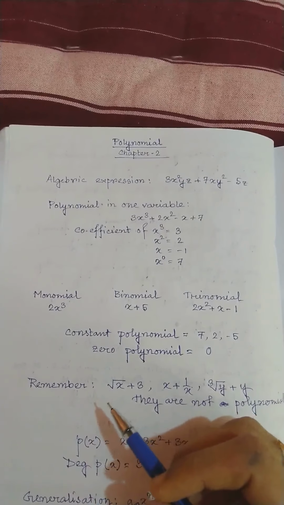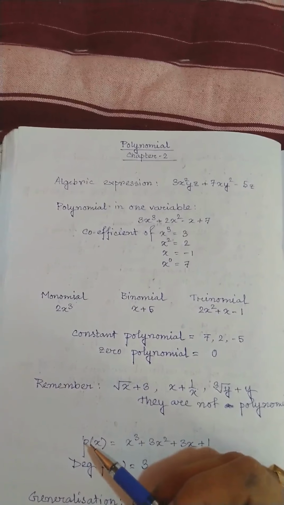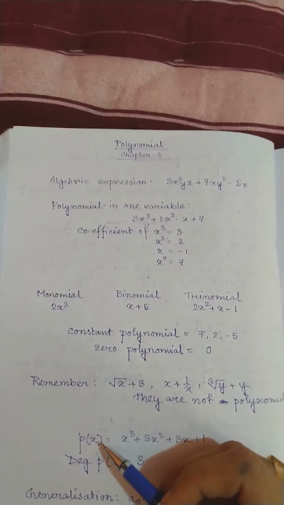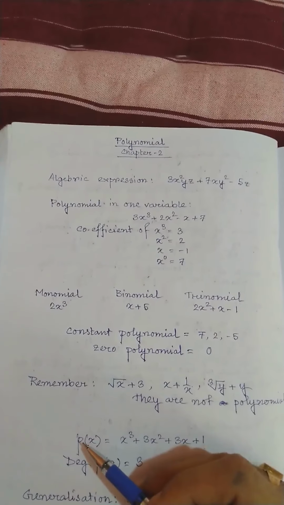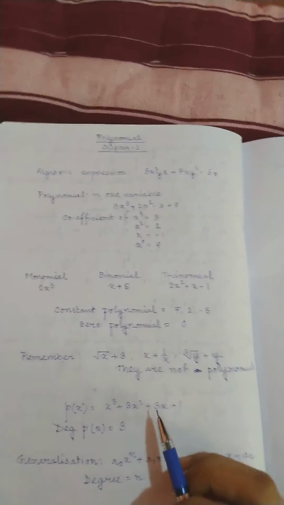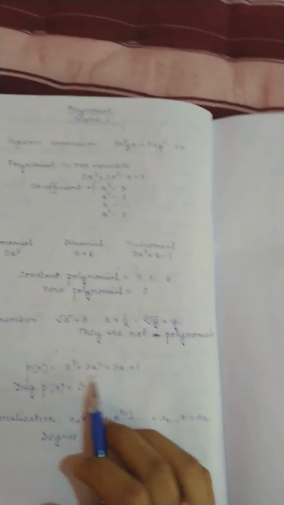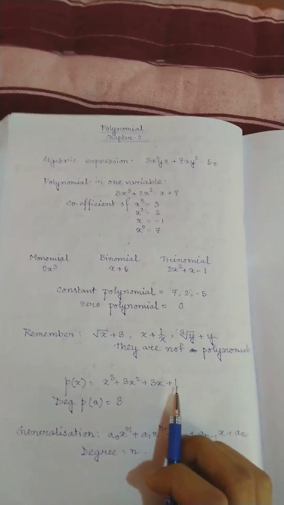Now the usual notation. What is the usual notation of a polynomial? We denote the polynomial as p(x), and we read it as p of x. And here is the example, x cube plus 3x square plus 3x plus 1.